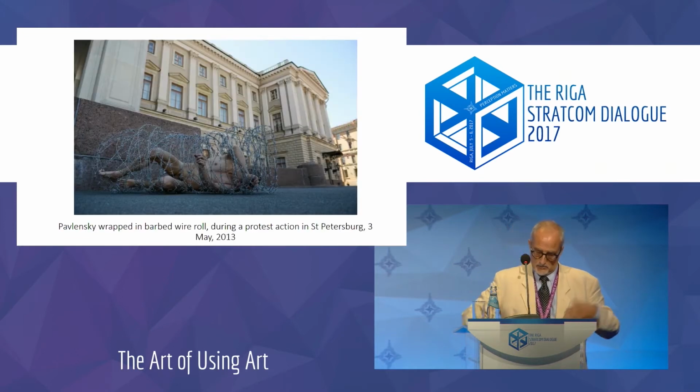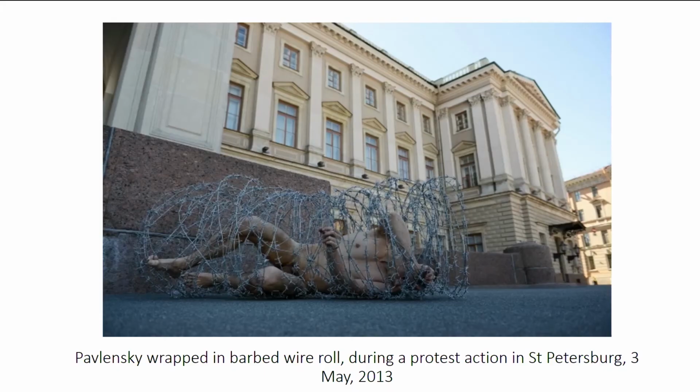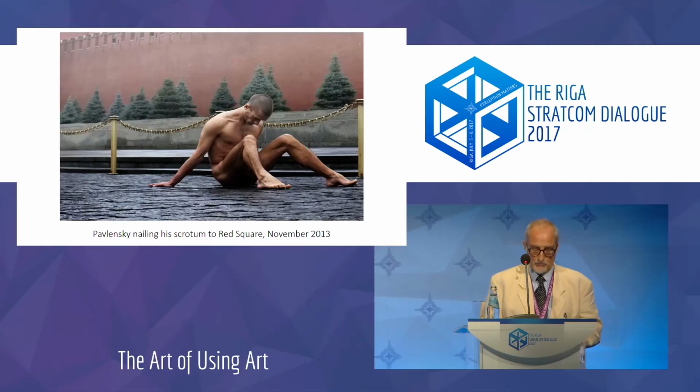Then, a year later, he entwined barbed wire around his nude body whilst lying before the Legislative Assembly in St. Petersburg. And later in the same year, in November, he nailed his scrotum to the Red Square in front of the Kremlin. His action, captured on video, and I can tell you it's not for the light-hearted, especially for the men, was made specifically for social media and titled Fixation.